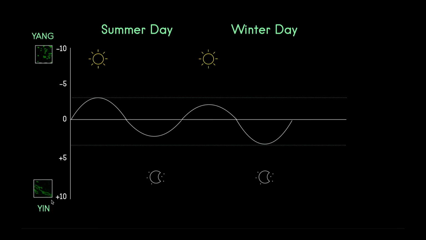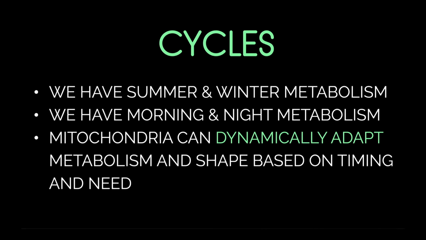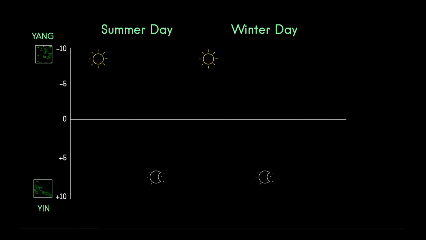These numbers over here are telling us a bit about the polarization or the charge of the mitochondria throughout the year. So we have summer and winter metabolism that's different, right? And this sort of makes sense. We know this if we look at animals, that they have different metabolism in the summer and winter, and so do we. We also have morning and night metabolism, and the mitochondria can dynamically adapt its metabolism and shape based on timing and need. So going back here, if the mitochondria are following this cycle, but suddenly you stub your toe, then it can change, or if the weather changes, it can change.